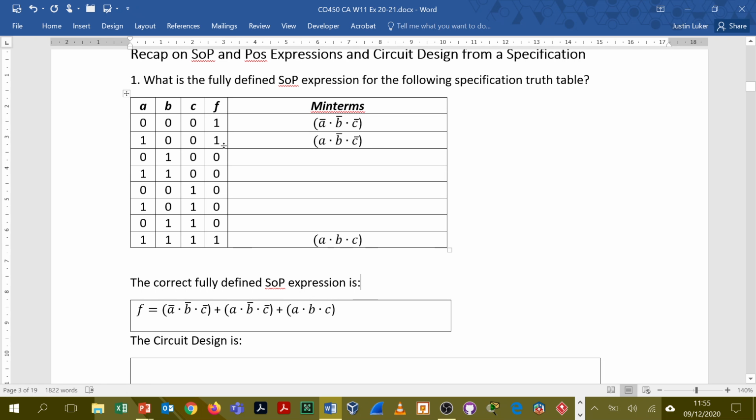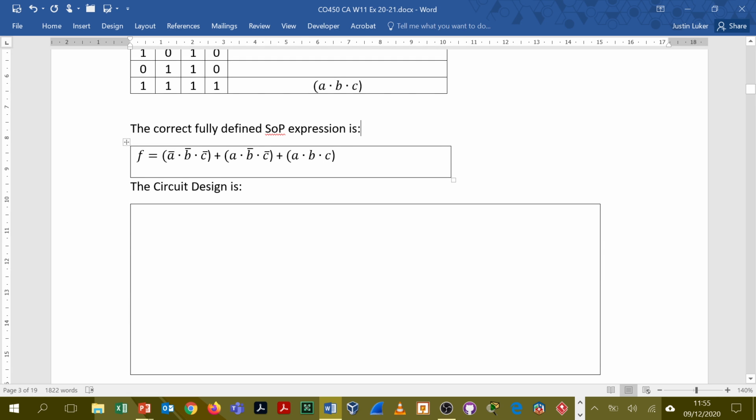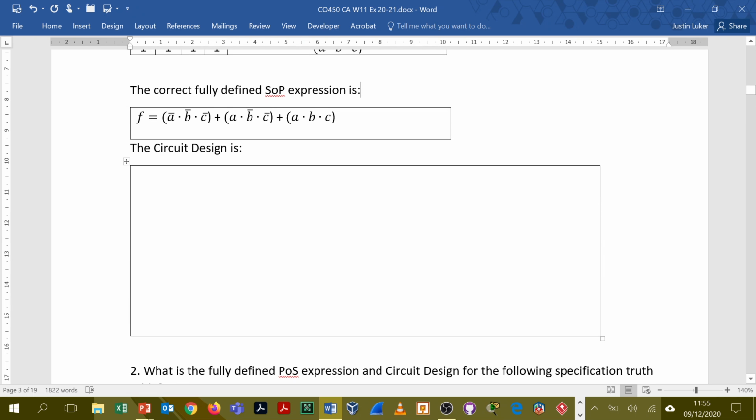So those are the outputs I wanted. Where I've got ones, I'm looking for the min terms. I'm using sum of products, taking all the min terms together as my full expression, and that's what I need to actually build. So let's go and build that in Multimedia Logic.